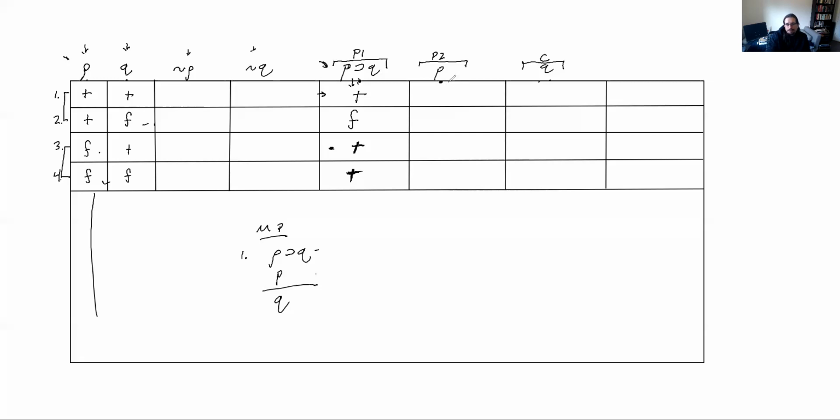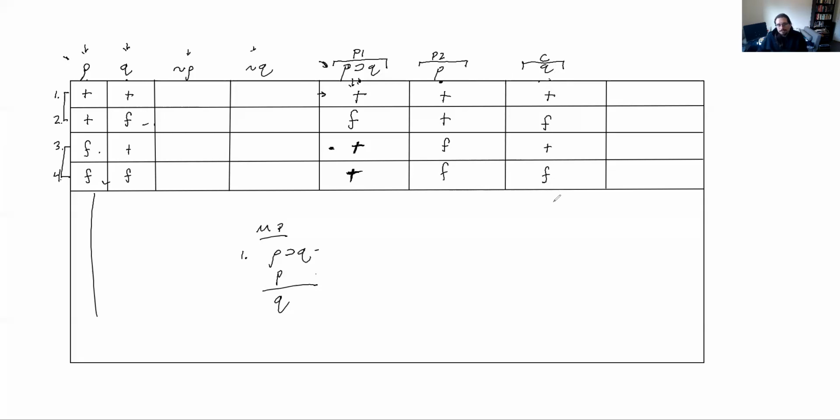Now, the next premise, the next column is P. So P equals P. So we can just use the exact same column. True, true, false, false. It's identical. Likewise with this, if our conclusion is Q, Q equals Q. So we just use the column over here. True, false, true, false. Right.